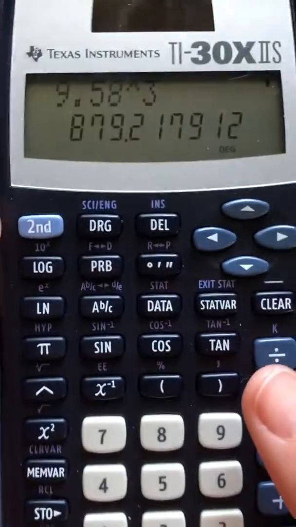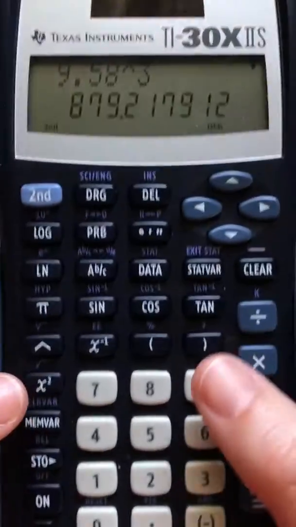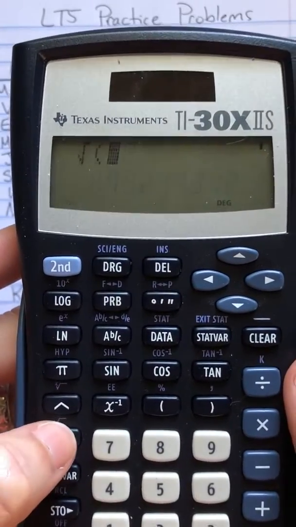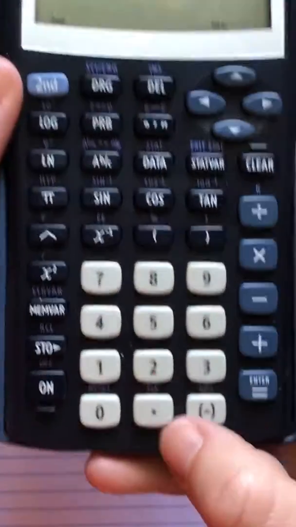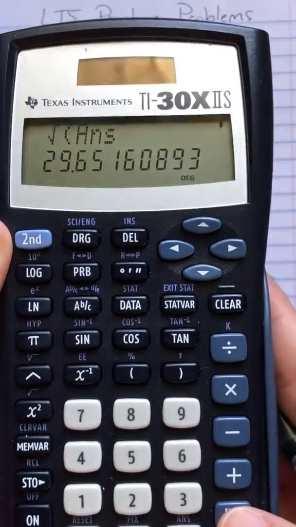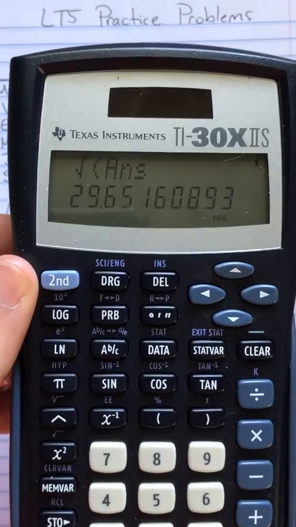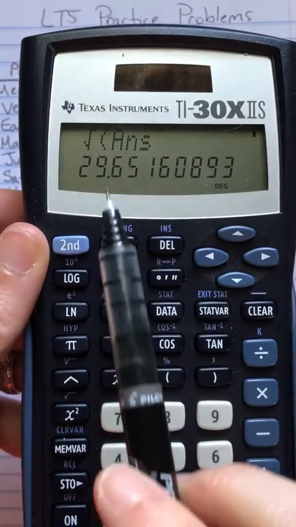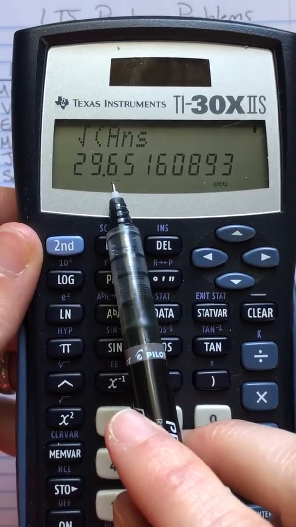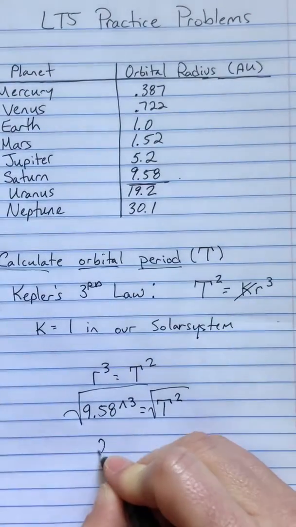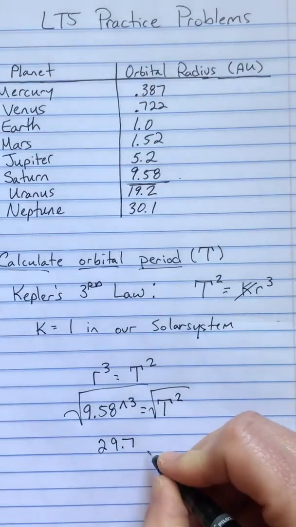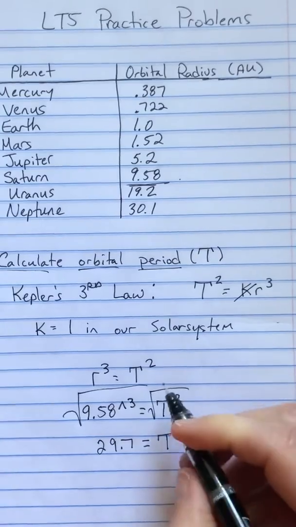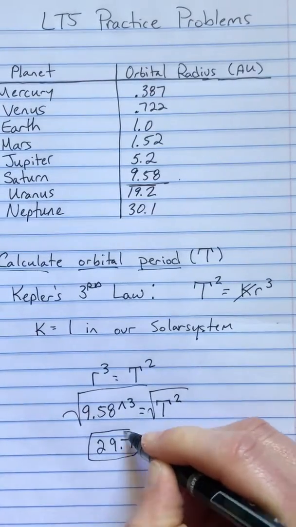So you've got this on here. Here you go, second. Remember where the square root key is. It's above the x squared. So second square root, second answer. Hit enter, and therefore the orbital period of Saturn is 29. It's going to say round to the 10th, which means we want to keep this number. So 29.7 is going to be the period. So 29.7 would go in.